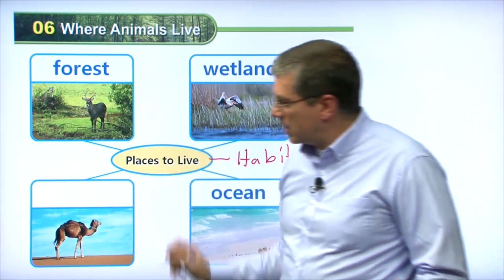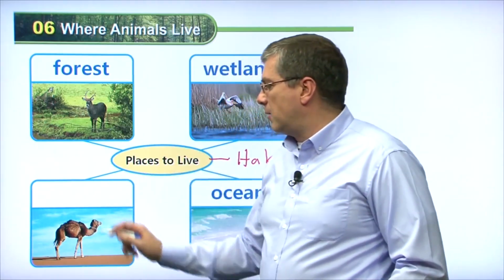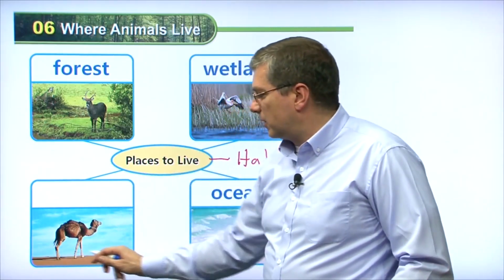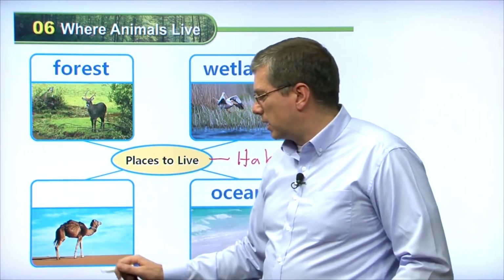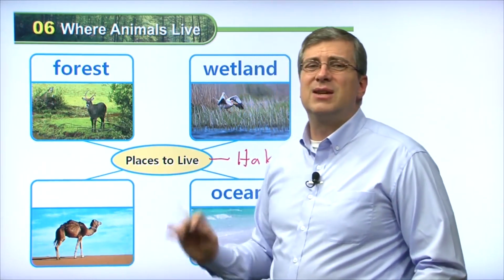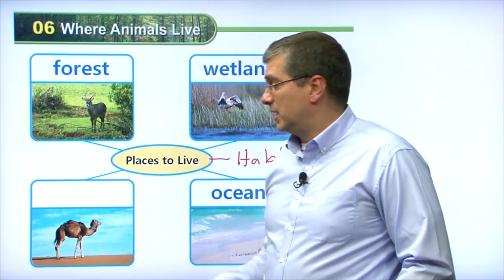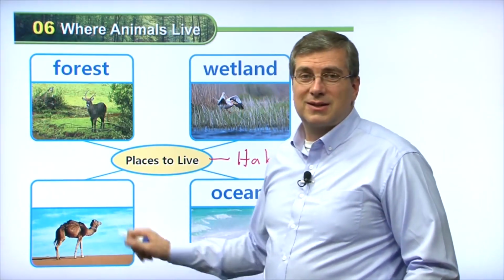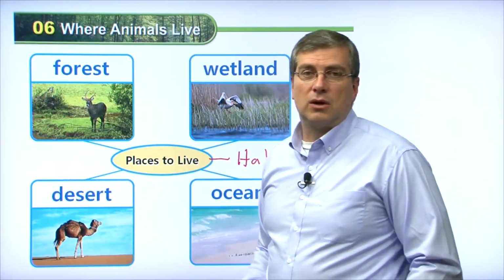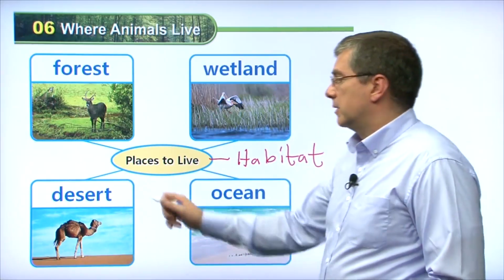Okay, sorry, let's go back over here, and we have our animal here, the camel, and you can see the camel is on very dry land. Not a lot of water here. There's hardly any plants. Very difficult place to live. What lives here? Camels, scorpions, snakes. This place is called a desert. Okay, so this is a desert.